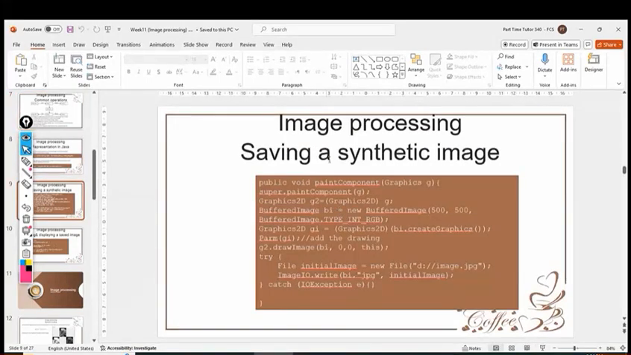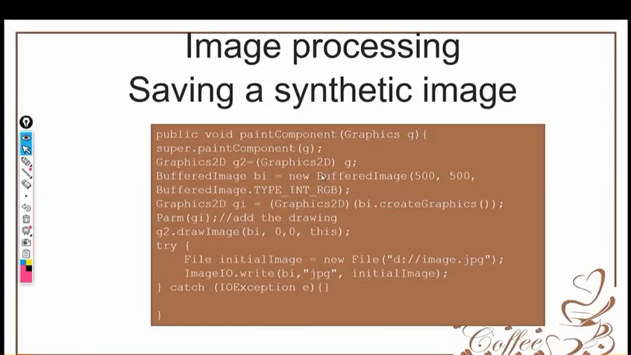Now, this program will create a synthetic image, and here we are talking about just a blank image. So what do we have? We have BufferedImage bi equals new BufferedImage, and here you are giving the dimension of the image and the type of the image. And here we are using Graphics2D g equals Graphics2D of bi.createGraphics. This is what we have seen in the previous class. So this will add the drawing, and then we can draw this image.